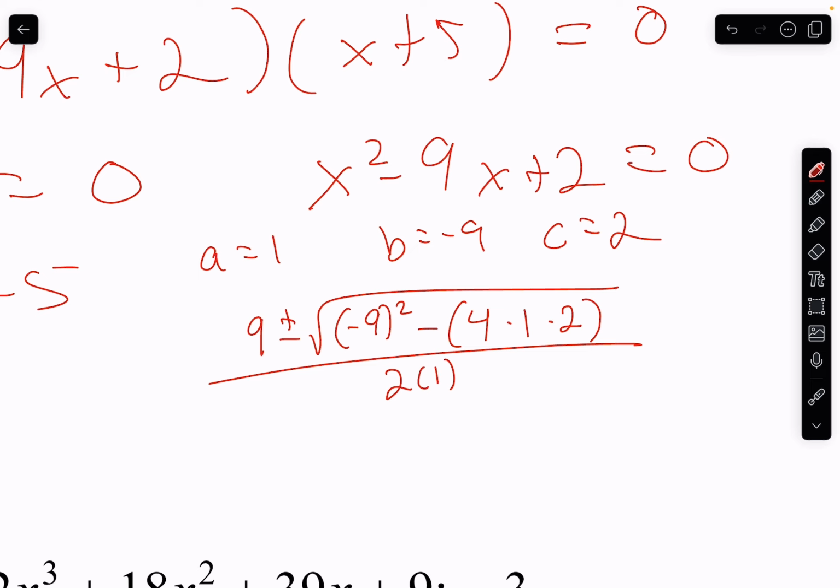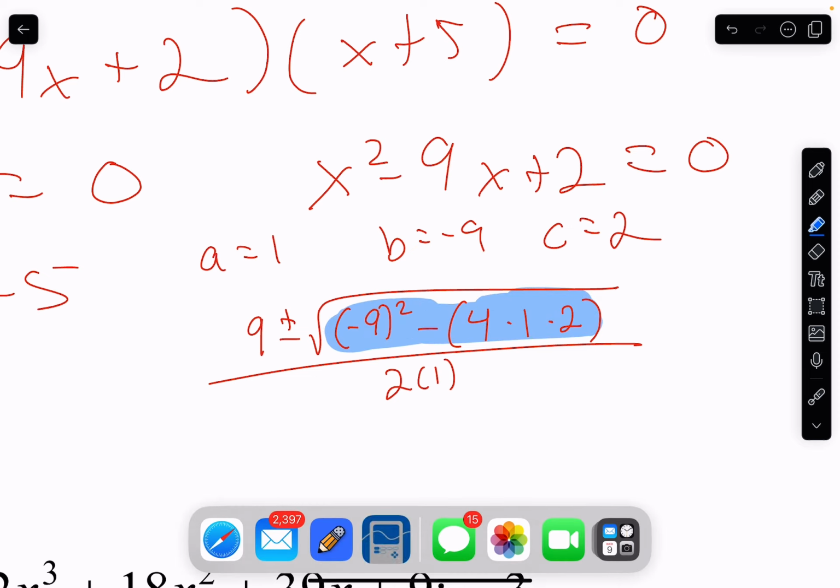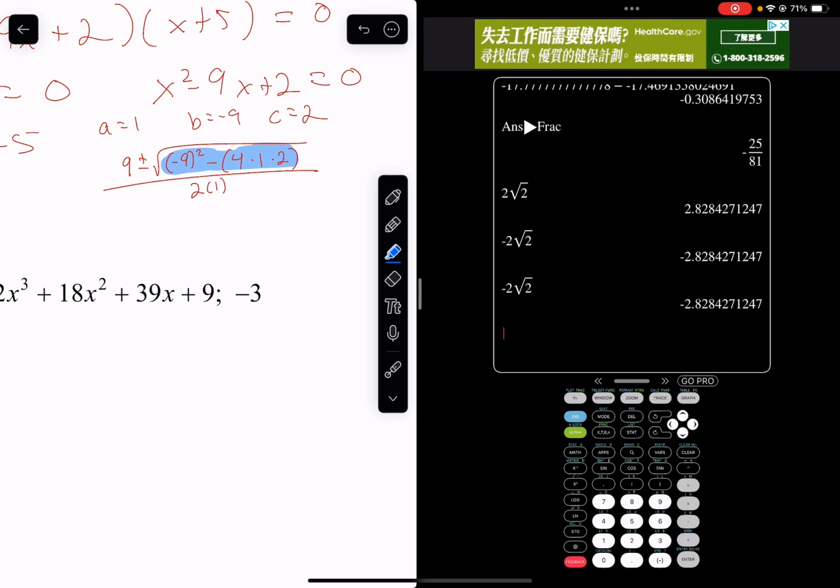Now, a lot of kids are tempted to just plug this entire thing into your calculator, but we're going to want simplified answers. So the way that you do that is you have to plug in what's inside of the radical first to figure out what number's in there, and then break it down from there. If you just plug it into your calculator, you will get a decimal, so you won't be able to get an exact answer. So we have square root of -9 squared minus 4 times 1 times 2.